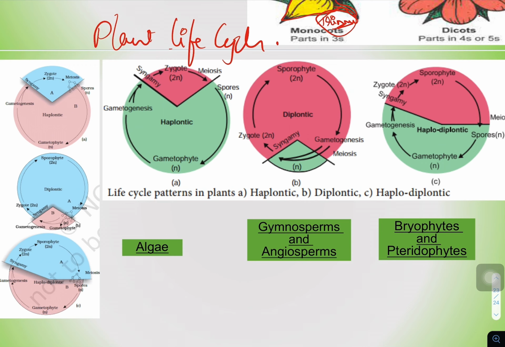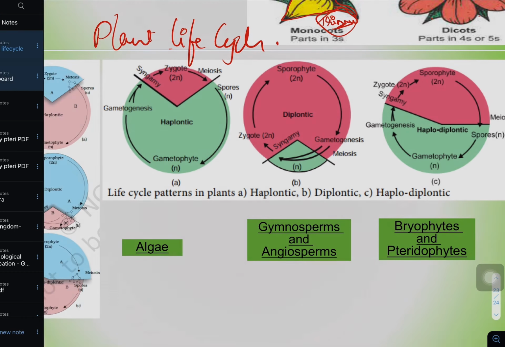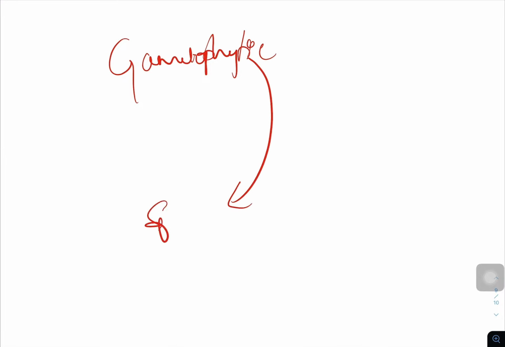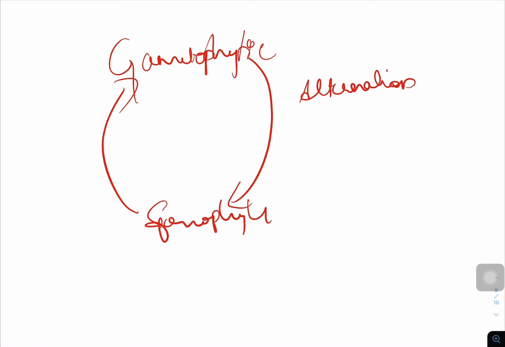all the plants show two different phases in their life cycle. In their life cycle pattern they show two different phases, that is the gametophytic phase giving rise to sporophyte, and sporophyte giving rise to gametophyte. This one is called alternation of generation.